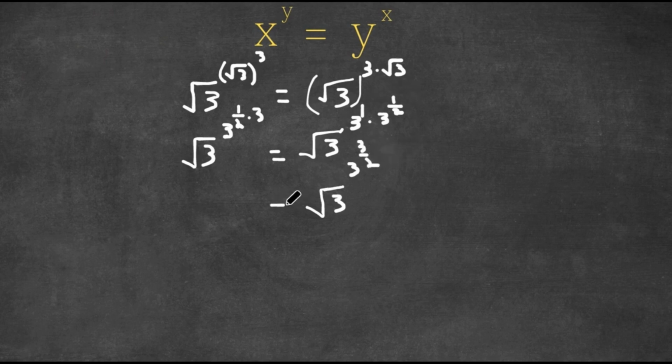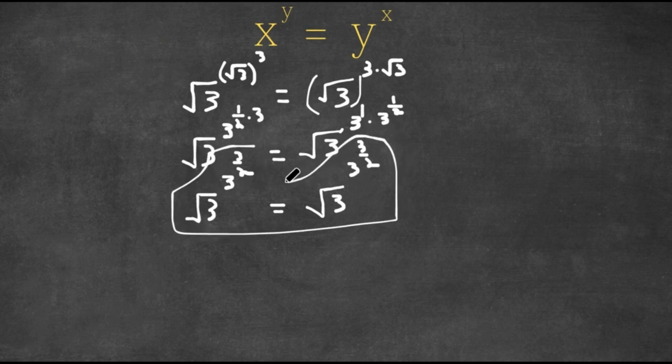Now, on our left-hand side, we have the square root of 3 to the power of 3. 1/2 times 3 is 3/2. And now, as you can see, both of these are the same. The square root of 3 to the power of 3 to the power of 3/2. Meaning our values for x and y are true.